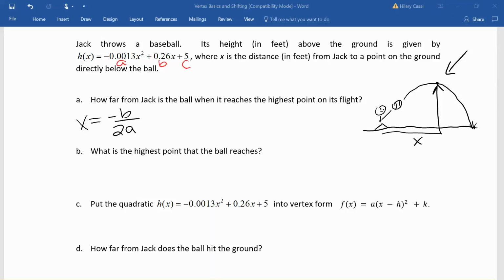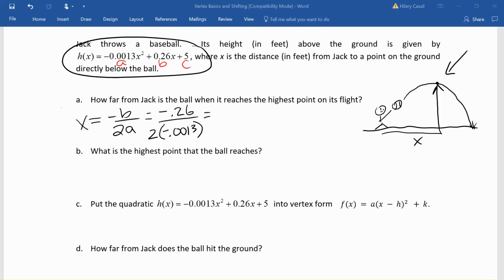And we know that x value is given by negative b over 2a. So for our situation up here, we have an a value of negative 0.0013, a b value of 0.26, and a c value of 5. So this is going to give us negative 0.26 divided by 2 times negative 0.0013, and working that out is going to give us a value of 100.